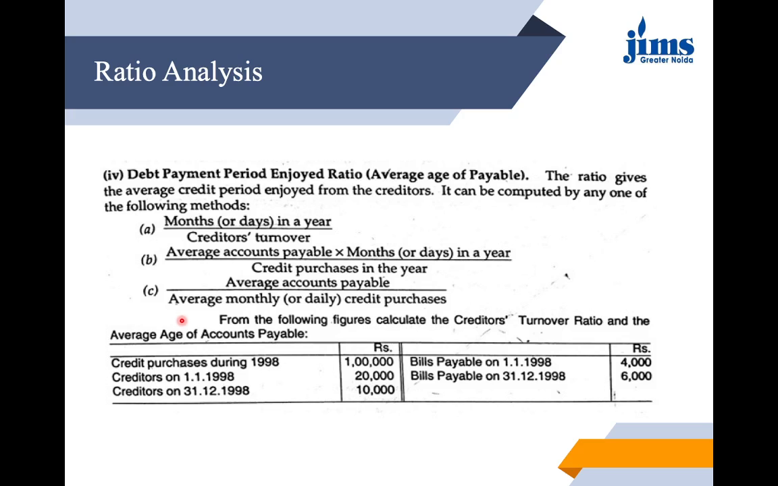Here we have another numerical question. Let us have a look at it. We need to calculate the creditors turnover ratio and the average age of accounts payable. We are given credit purchases as 1 lakh, creditors opening balance 20,000, bills payable opening balance 4,000. So 24,000 will be the opening. We will be using it on the next page, so remember it. And creditors as on 31st December is 10,000, bills payable is 6,000. So total closing is 16,000. Let us see the next page.